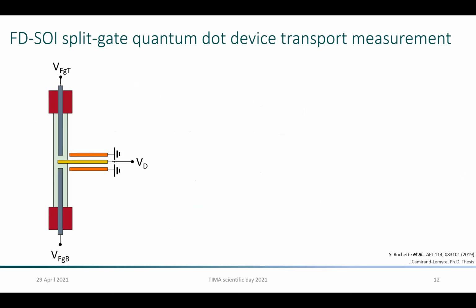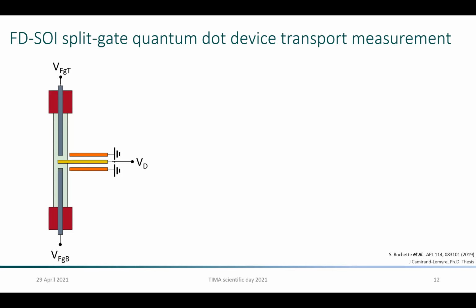Here you can see a top view of the first MPW test structure designed to host quantum dots that my group designed, and it was based on the split gate device from Rochette's paper. The device is similar to the one that we just saw, but it has an additional electrode, the dot gate, which is yellow in this schematic. And let's see what we can do with it.